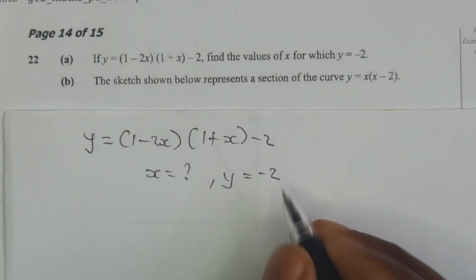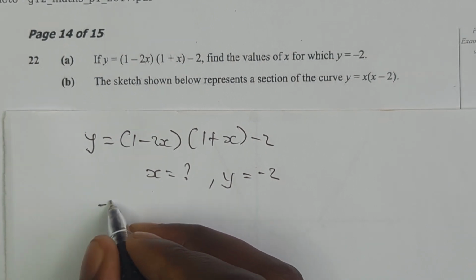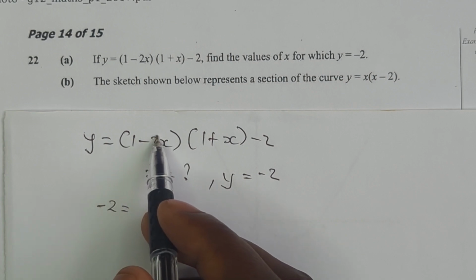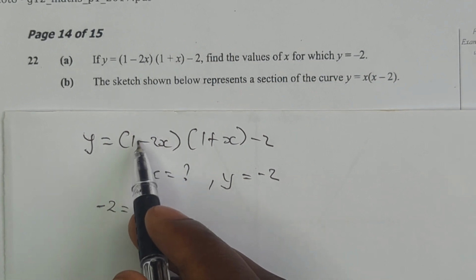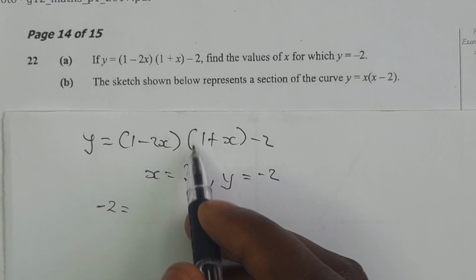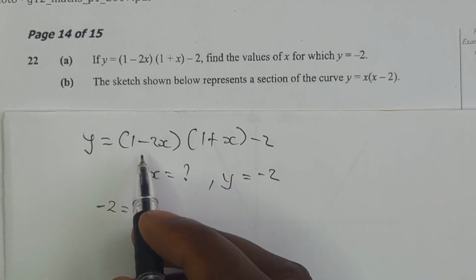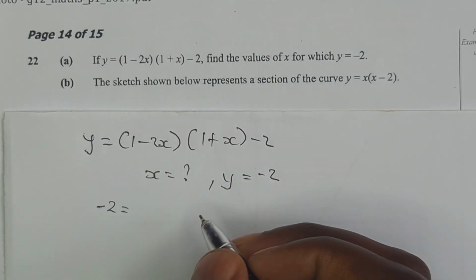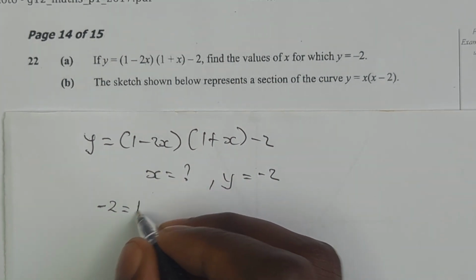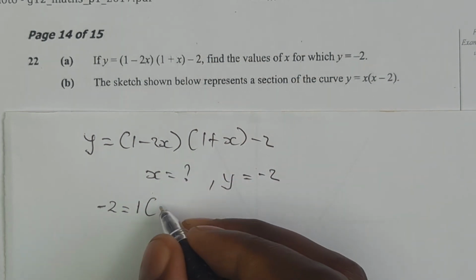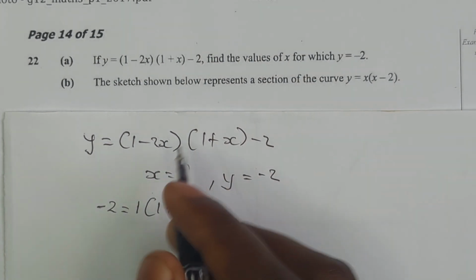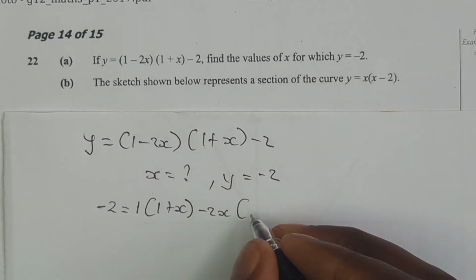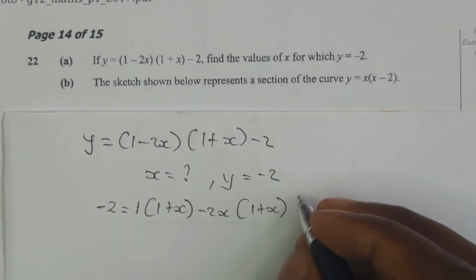So on y we're going to put negative 2. So this will be negative 2 is equal to, now when expanding, this expression is going to multiply this expression here. So this 1 multiplies everything inside, and this negative 2x multiplies everything. So this will be 1 multiplied by 1 plus x, negative 2x multiplied by 1 plus x, and here we have a negative 2.